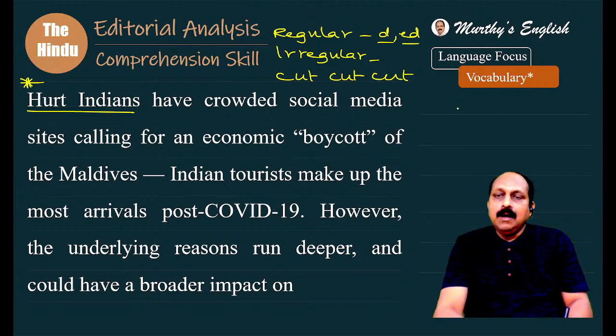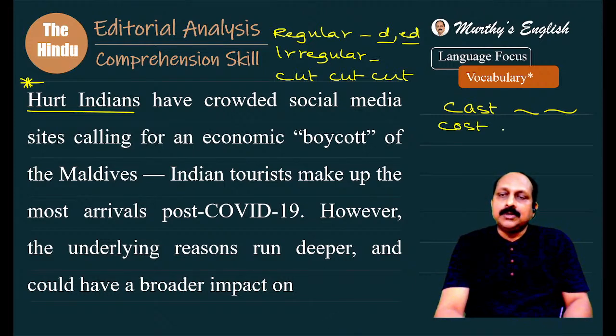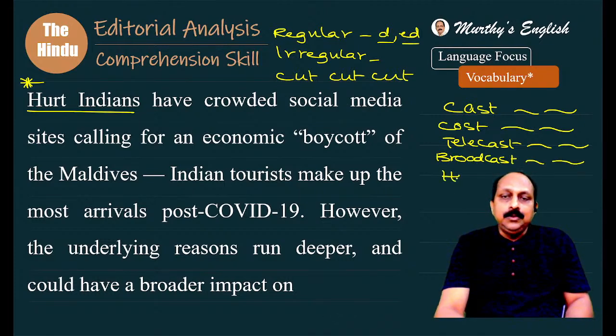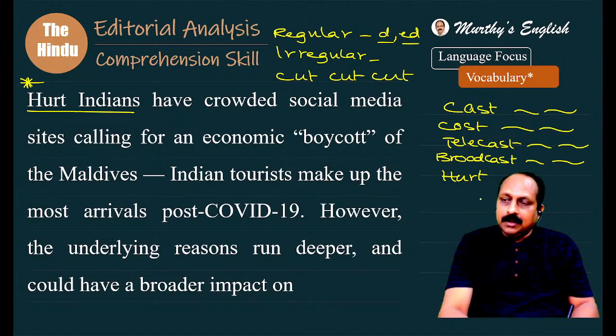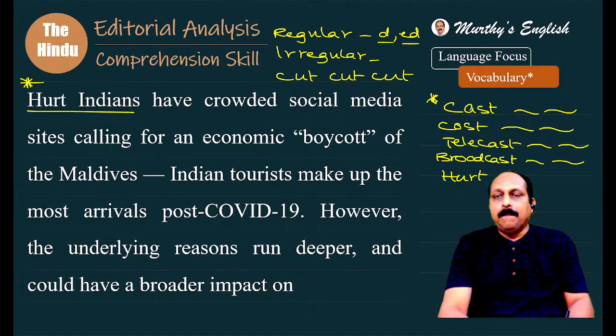What are those? First one, cast. All the three forms are the same. Next one, cost. All the three forms are the same. Next one, telecast. Same forms. Then broadcast. Not broadcasted, not telecasted. And the last one here, hurt. A lot of people say, I got hurted. That is not correct. I got hurt. All these you have to remember. Very important from the exam point of view.